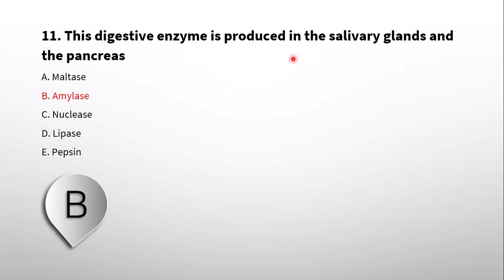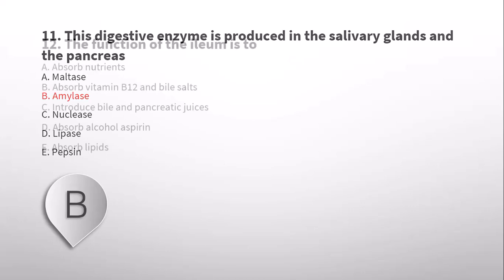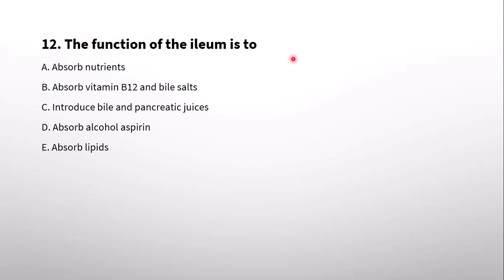Amylase helps to digest starch. Sorry, I'm getting a little confused there. Amylase helps to digest starch and breaks it down to maltose. Yeah. 12. The function of the ileum is to.